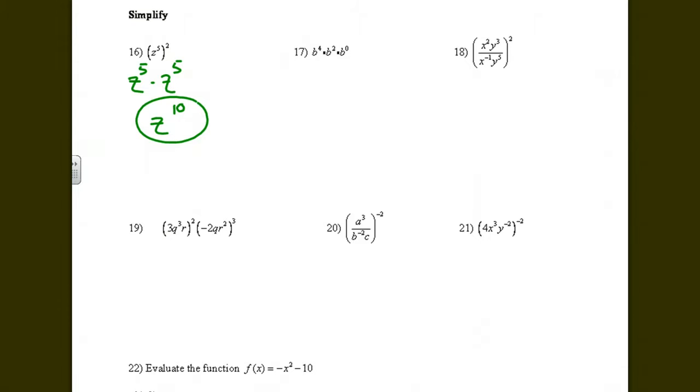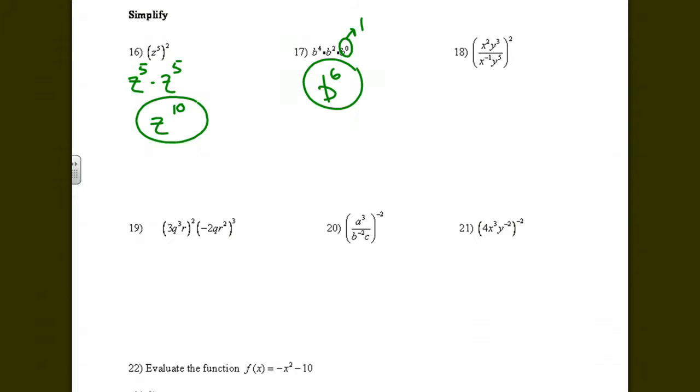17 we have a bunch of power times a power, product of powers. And remember, b to the 0, that's just 1. So I can pretty much ignore that and take b to the 4th times b squared, which is b to the 6th.